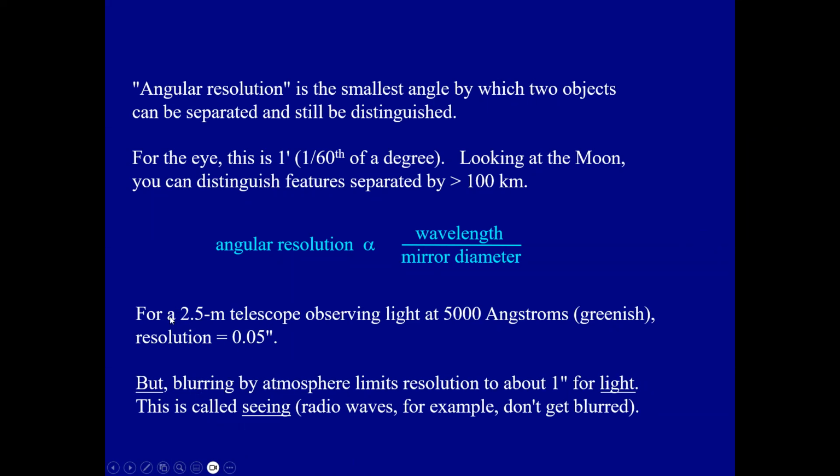So for a 2.5 meter telescope, which is basically a good observatory size telescope, observing light at 5,000 angstrom, that means 500 nanometers, the angular resolution is going to be 0.05 arc second, right?